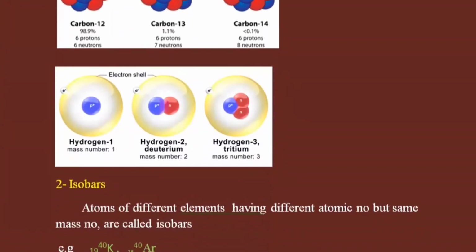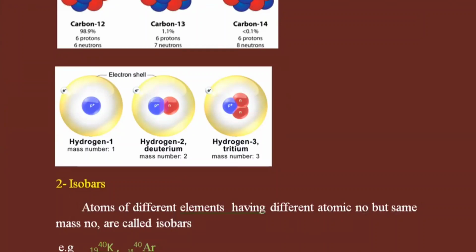The next term is isobars. Isobars are the atoms of different elements having different atomic number but the same mass number. These isobars are the opposite of isotopes. Isotopes are of the same element, but isobars are of different elements. For example, potassium 40 and argon 40. Their mass number is the same, but their atomic number is different, that is 19 and 18. So they are isobars of each other.